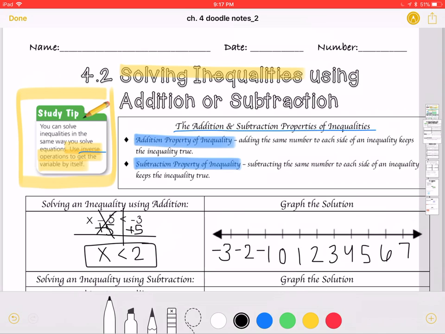So now, where 2 was is where your circle is going to go. Now decide, should it be open or closed? Hopefully you're thinking open because it has to be less than. It can't be equal to 2. Now since x is less than 2, where are numbers less than 2? To the left. So that should be your graph.